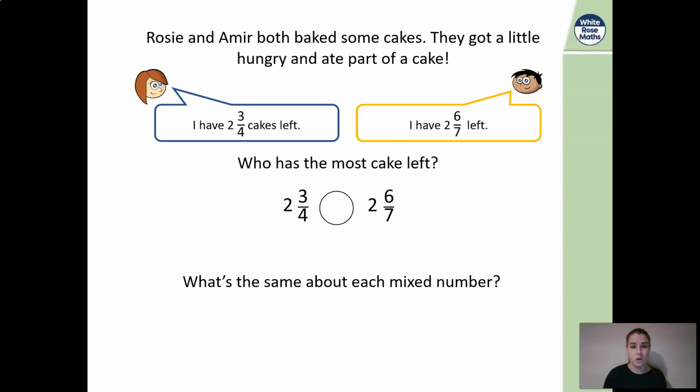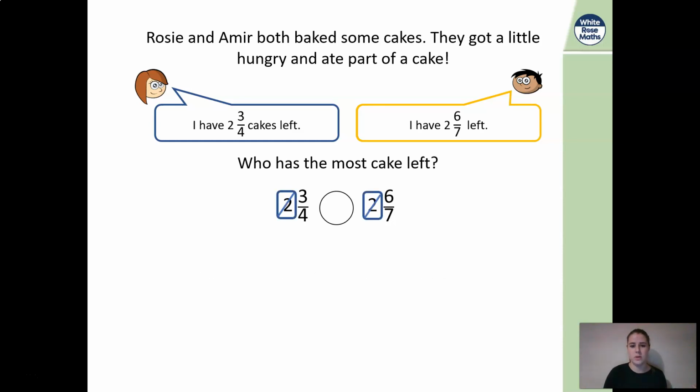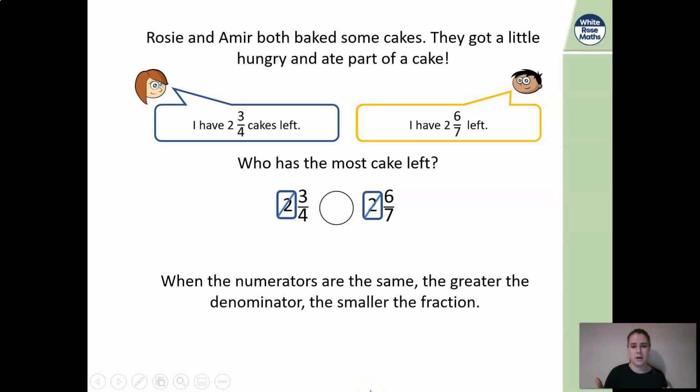Yeah, they both got 2 wholes. So let's just get rid of them, okay? We don't need to acknowledge those because we know that those are both equal. So now all we're left with to focus on is the fractions. So now we need to think, well, how do I now still work out who has the most cake left? Now, we go back to the rule of the numerators are the same. We don't have the same numerators, but I can see that 3 and 6 both go into the same times tables. So I can multiply my 3/4 fractions here by 2. That's going to give me 6/8.